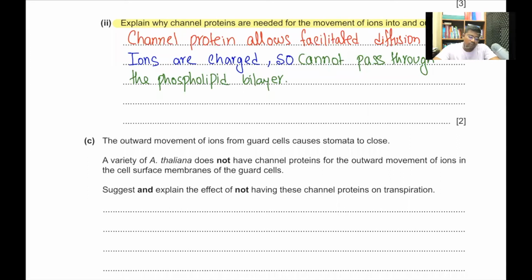Guys, if you have a better wording for this particular answer, go ahead with that. However, in your wording, please keep that channel protein allows facilitated diffusion, ions are charged, and because of that, they cannot pass through the phospholipid bilayer. As long as you have these points, that equates up to 3 marks. The question is for 2 marks. You can just memorize this question. This is a pretty common question. Even if you get 3 marks in your exam, you'll still make your marking point.